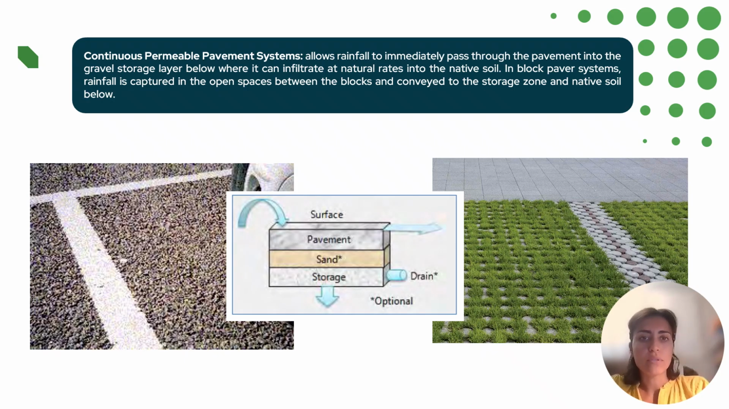For example, porous asphalt or pervious concrete function as continuous permeable surfaces, while block paver systems capture water in the open joints between the blocks and direct it into the underlying storage zone. These systems are particularly effective in urban areas such as parking lots, sidewalks, and low-traffic streets.